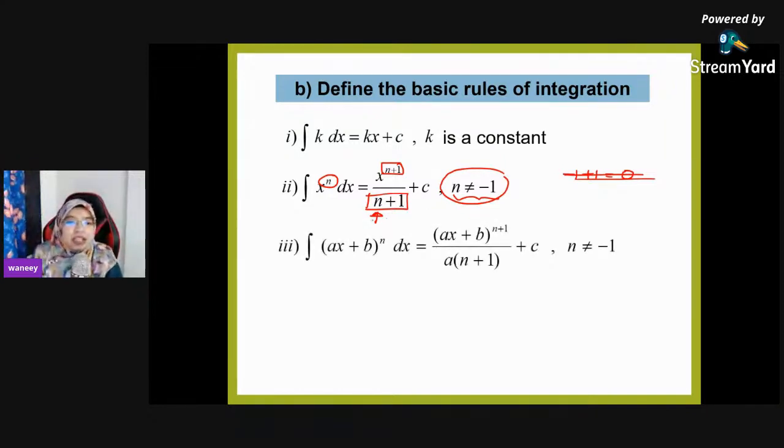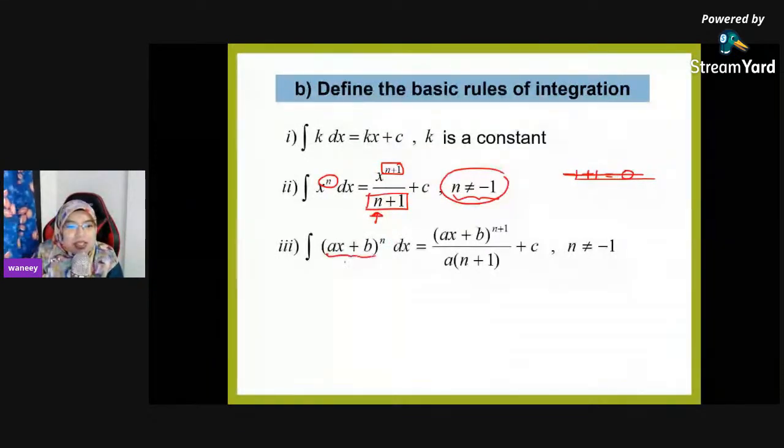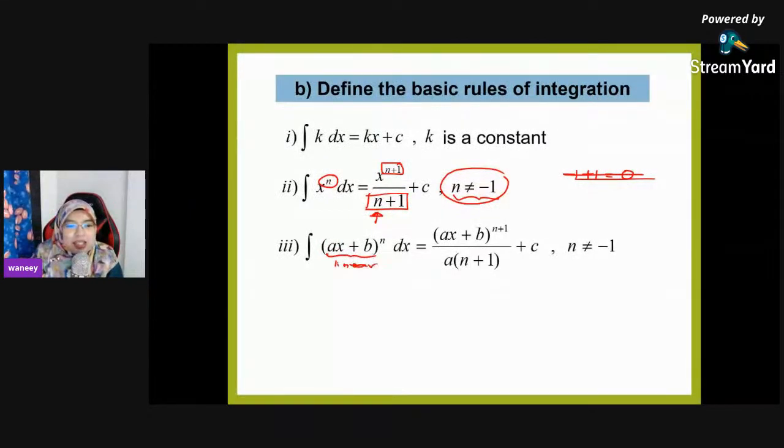Okay, so this is actually a special power rule. So we have (ax plus b) to the power of n. One thing that you should take note of, if you have a highlighter, please highlight this one. This formula is only true for a linear function. One more time, I repeat, this formula is only true when it is linear.